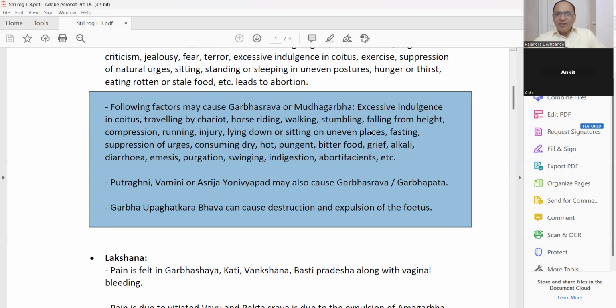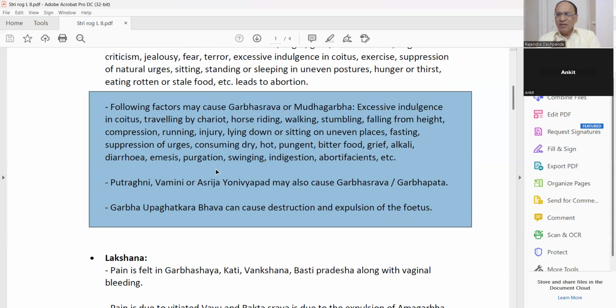Then stumbling, falling from a height, accidents, compression, running, injury, lying down or sitting in uneven places, unnecessary fasting, dieting, that is undernourishment. Then suppression of urges, consuming dry, very hot food, a lot of chilies and pickles, very bad for the pregnant woman. Pungent, bitter food, then psychological tensions, grief, anger, then diarrhea, loose motions, emesis, purgation, taking a laxative tablet, taking an enema is not good.